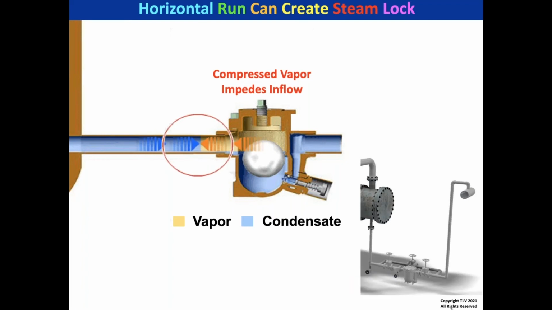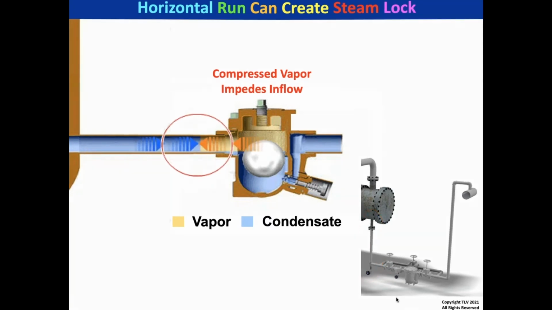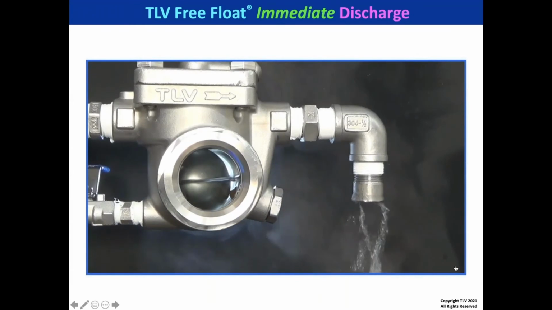So the simple solution, which you see on the bottom right where the ellipse is, is just to install a drop down to the trap. And then of course, after the vertical drop down, don't install the trap too far away. So that's the first one that we want to consider. And the next thing we want to consider is the float trap.